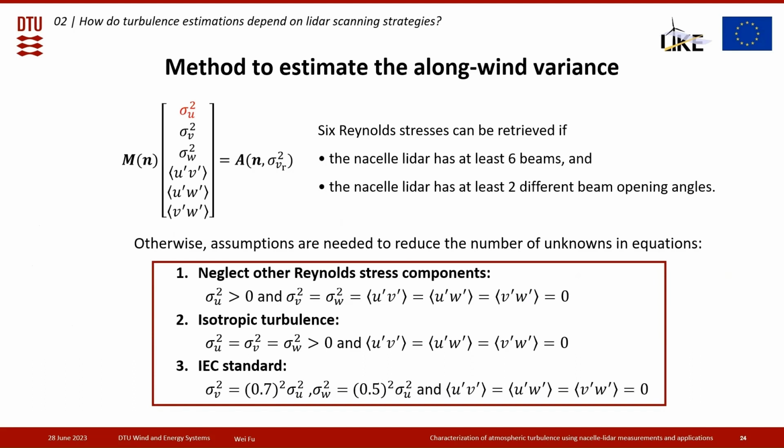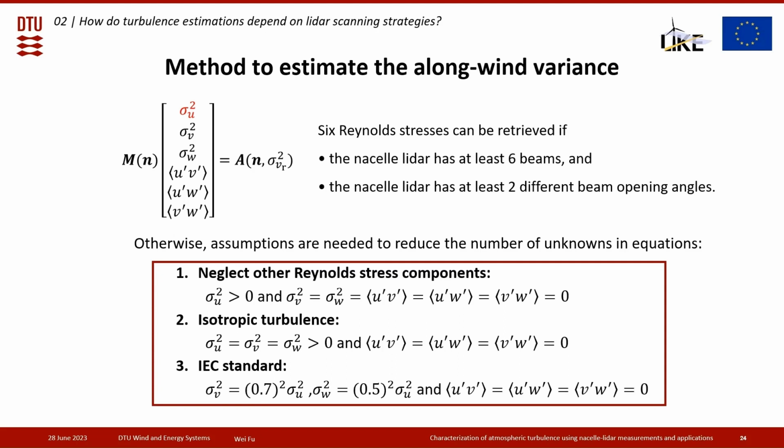Here we have three different assumptions. The first one, we neglect other Reynolds stresses components, assume that they are zero, and only care about the U variance. The second assumption, we assume turbulence is isotropic, which means the three variances of UVW components are the same, and the covariances are zero, meaning the three wind components are uncorrelated.